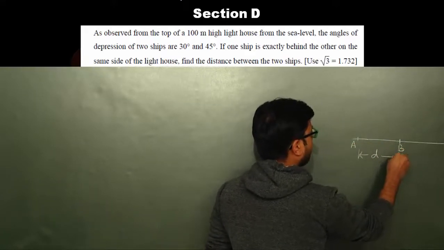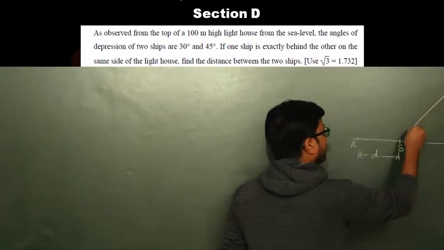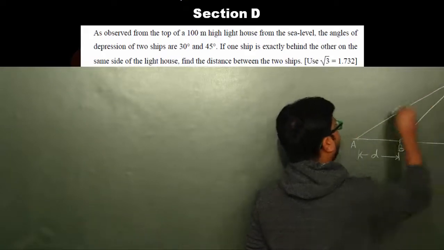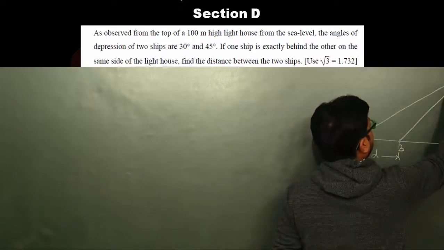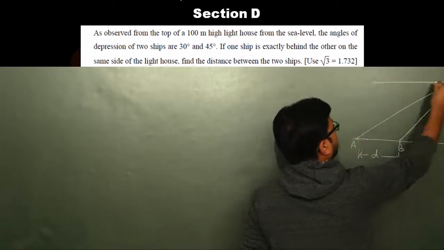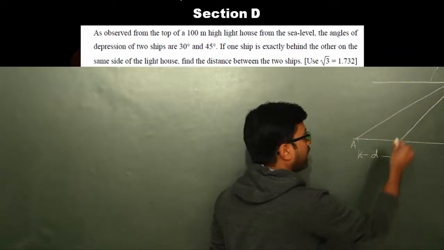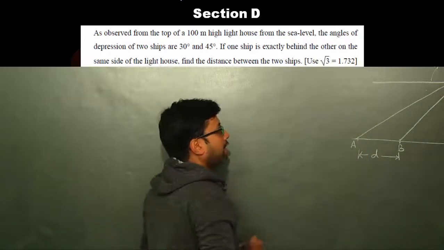Let's say from the top of the tower, if you observe these two ships, the angle of depression is 45 and 30 respectively. What is angle of depression? This is the line of sight. If you look up, this is going to be the angle of elevation, and if you look down from the line of sight, it's going to be the angle of depression.